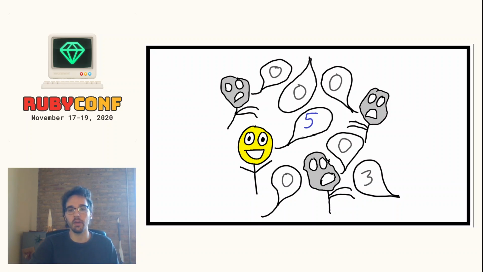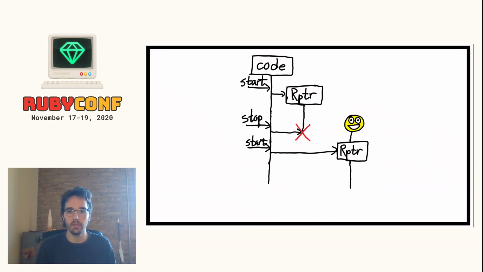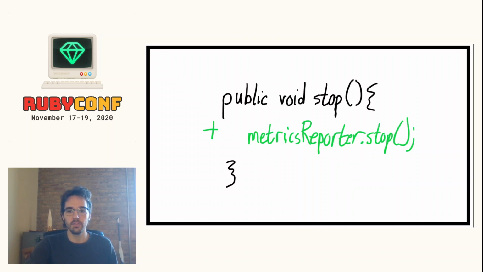This turned out to be one of the hardest of these problems to debug, but it was the easiest to fix, because the way to deal with zombies is to get rid of them. So, remember when I said stop didn't do anything? Well, the fix was this extremely complicated one-line change to make the metrics reporter stop reporting its metrics.